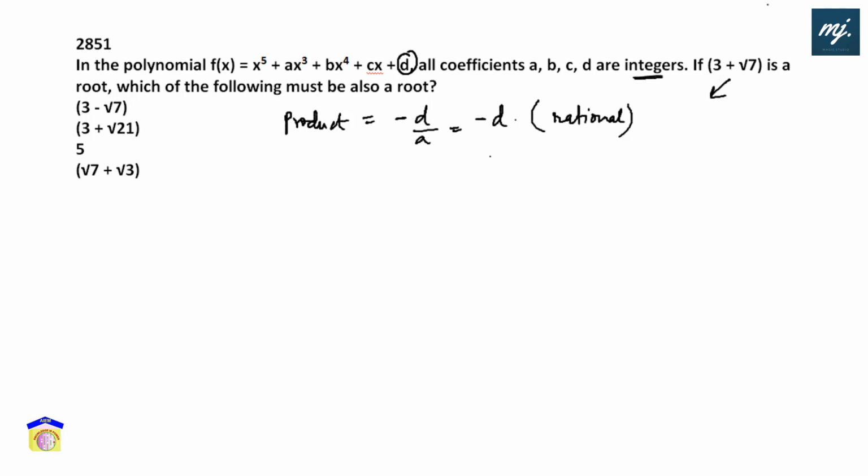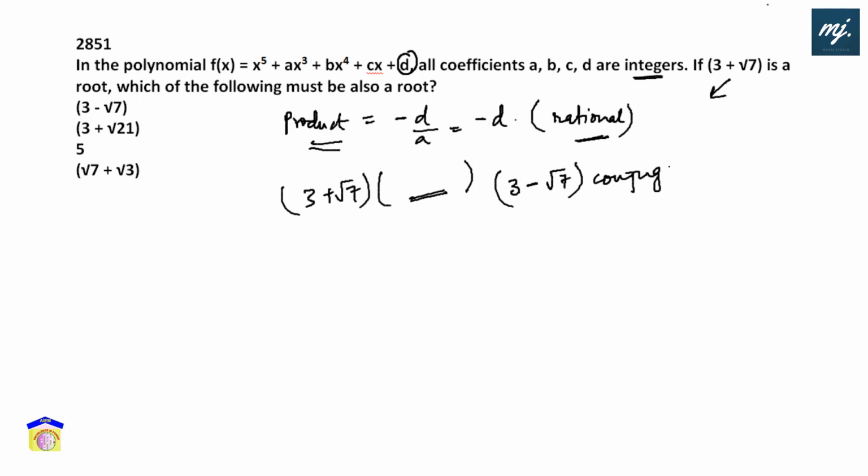And it is a product, and one of the roots is 3 plus root 7. That means it needs to be multiplied by its rationalizing factor at least, so that when multiplied we get a rational number. And the rationalizing factor of 3 plus root 7 is 3 minus root 7, or we can call it the conjugate surd. If one of the roots of a polynomial is in surd format, its conjugate surd is always another root. 3 minus root 7 is the answer.